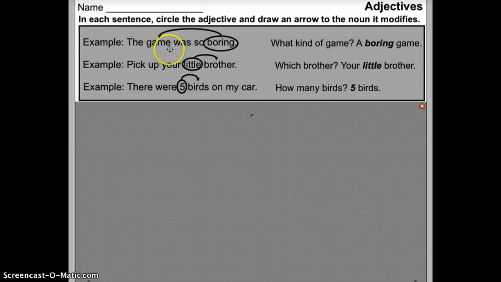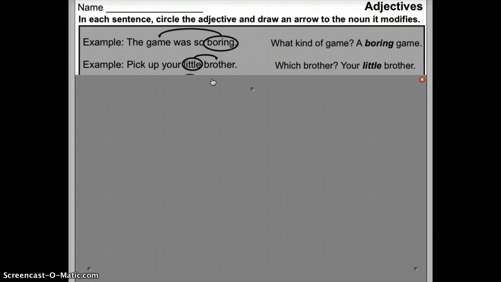Okay, so let's look at this sentence. It says the game was so boring. So we've decided boring is the adjective and it modifies or describes the noun game. What kind of game? A boring game. Let's look at this next one. It says, pick up your little brother. I know little is an adjective, but I also got to think about what does little describe or what does it modify? It modifies brother. Which brother? Your little brother. So again, little is the adjective, brother is the noun.